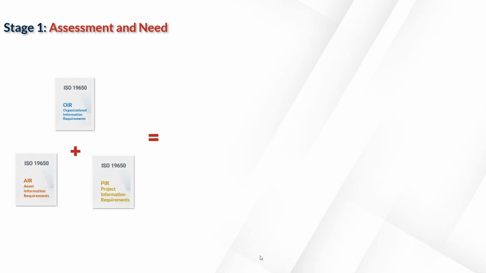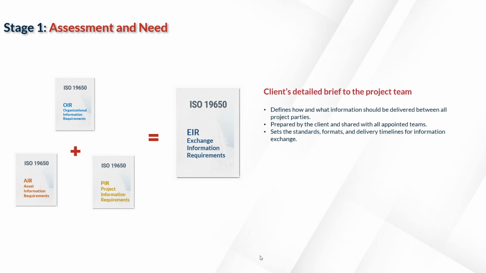Now that the organization has defined its needs through the Organizational Information Requirement, the Asset Information Requirement, and the Project Information Requirement, the next step is to bring all of this together into one practical document called the EIR, or the Exchange Information Requirement. The EIR is essentially the client's detailed brief to the project team. It translates all those high level needs into clear instructions for delivery.